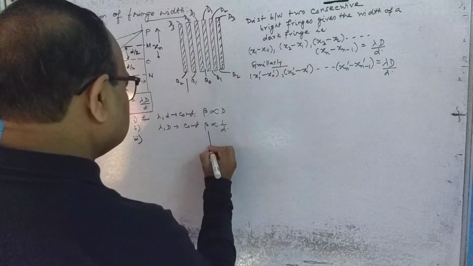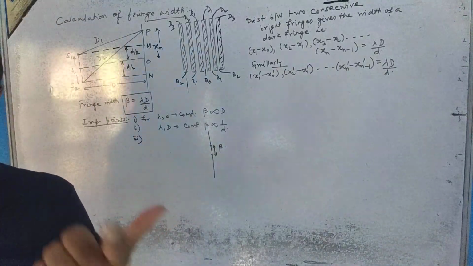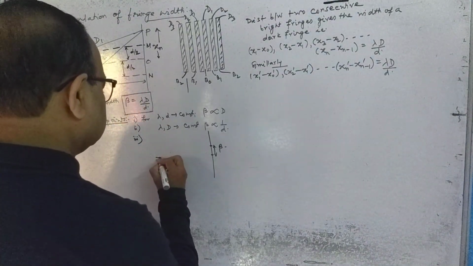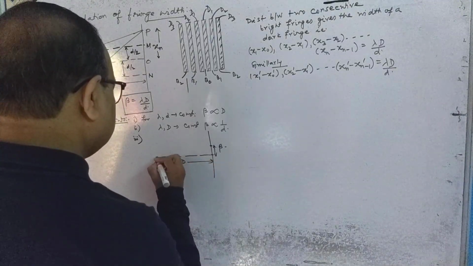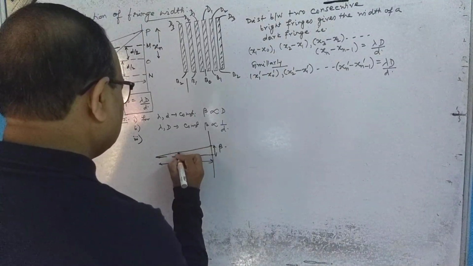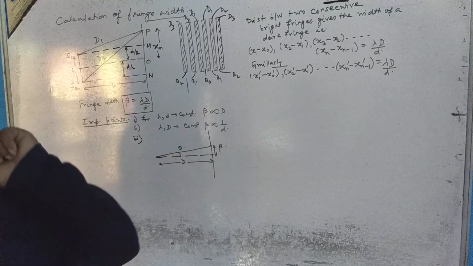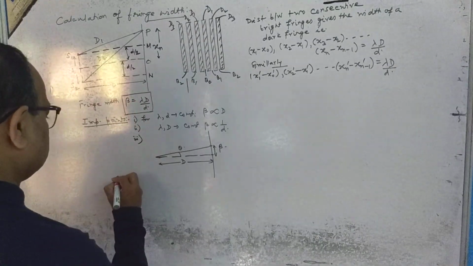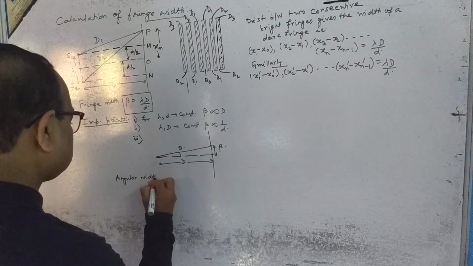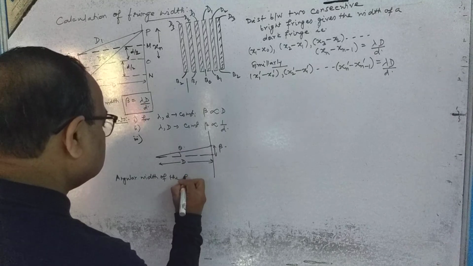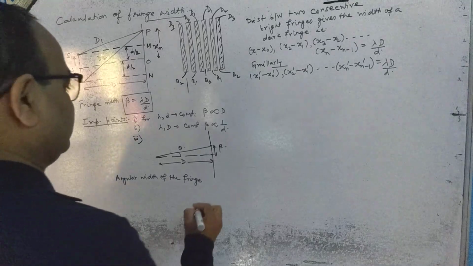On this screen, there is a fringe whose width is beta. As I told you, its distance here is capital D. Then, if I join this, what is this theta? Theta is actually called the angular width of the fringe. I write here, angular width of the fringe.